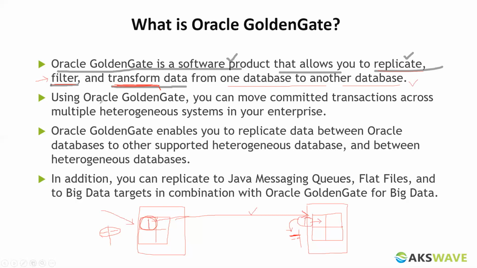Done? Okay, next: using Oracle GoldenGate, you can move your committed transactions. This I already discussed. It moves only the committed transactions across multiple heterogeneous systems in the enterprise. GoldenGate enables you to replicate data between Oracle databases and other supported heterogeneous databases. So between heterogeneous operating systems and databases, the replication is possible, like database to database replication.